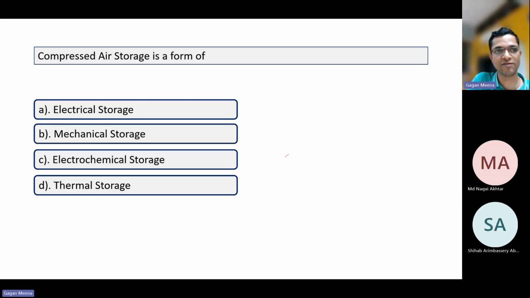Compressed air storage is a form of electrical, mechanical, electrochemical, or thermal? Which one? Mechanical. B, mechanical, correct. So in mechanical, we have pump storage, compressed air storage, flywheel, and we have gravity-based storage also.